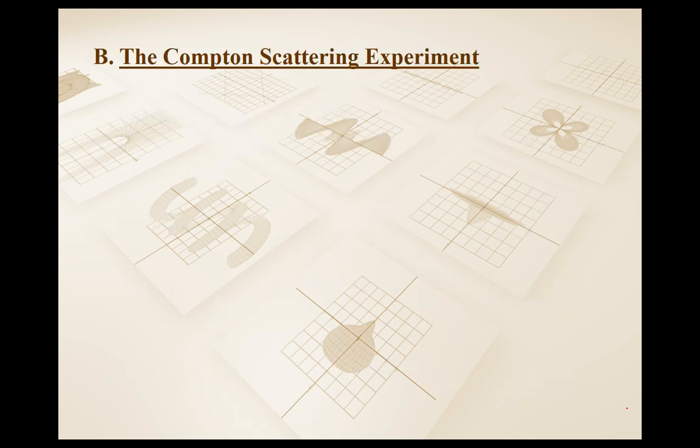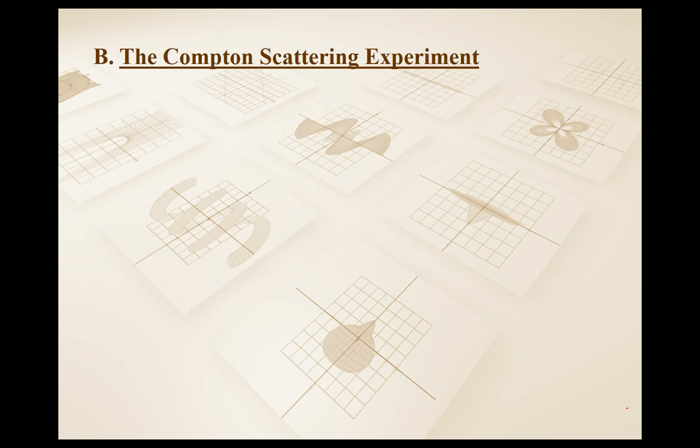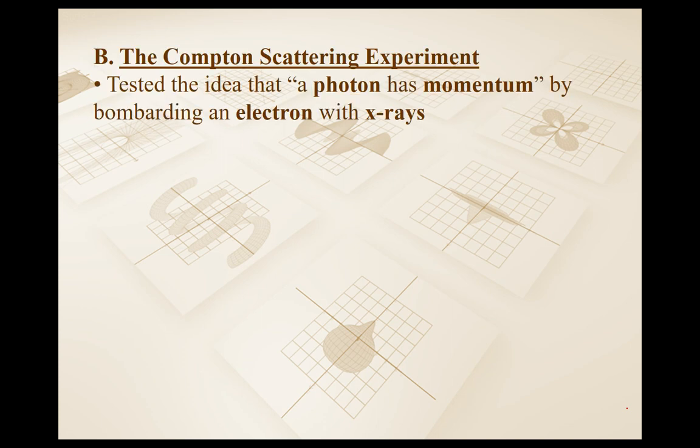Okay, so this is the prediction that a photon has momentum, and it can be calculated by h over lambda. Compton not only predicted this, he also conducted an experiment to support this idea. The way he tested it is, okay, I want to see if a photon has momentum. So how do you figure out if something has momentum? Well, it needs to be able to induce a collision.